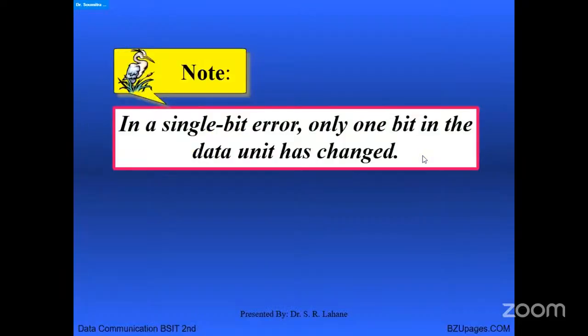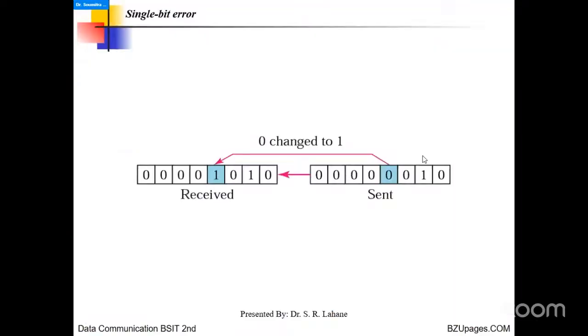Single bit error is nothing but only one bit in the data unit has changed. Suppose like this is the sender data bits, then the receiver data bits. The sender sends one stream of bits, the receiver receives one stream of bits, but out of all the bits, 0 will be changed to 1. That is called a single bit error.